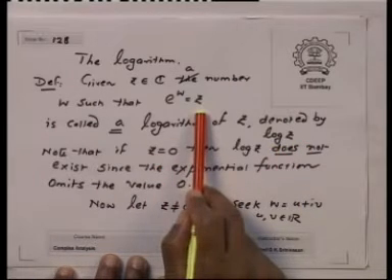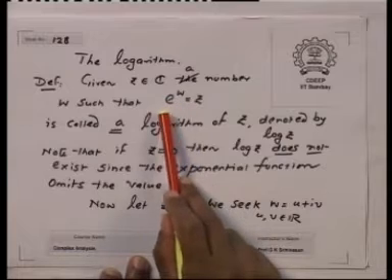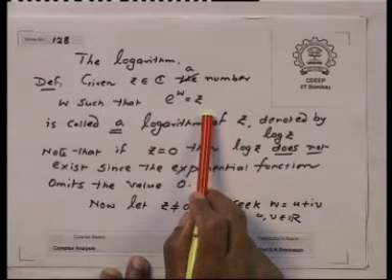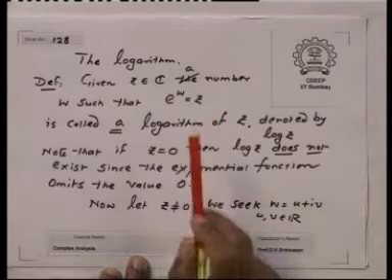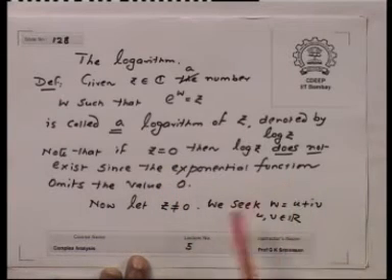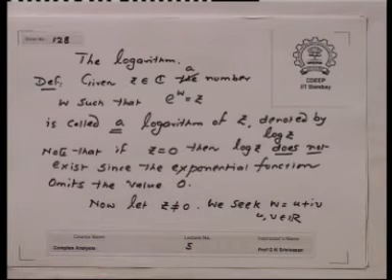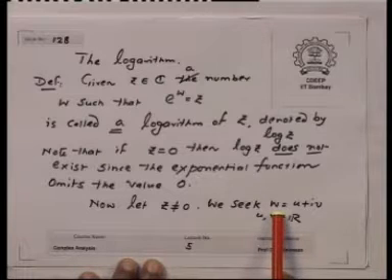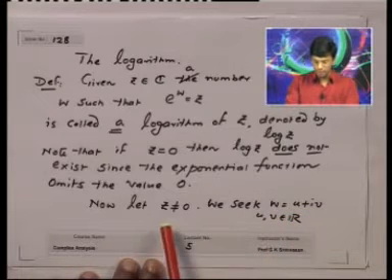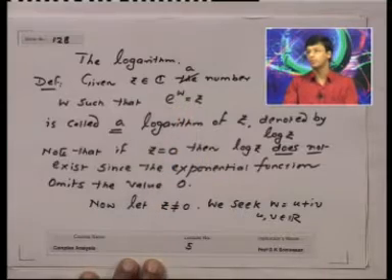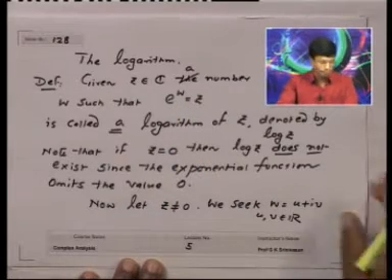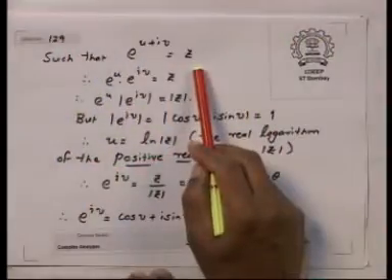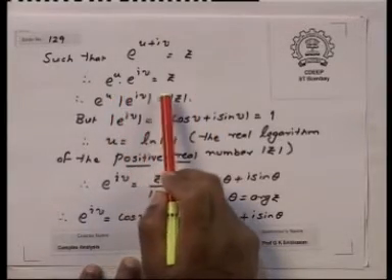Note that if z equals 0, then w does not exist, because the exponential function omits the value 0. So, I have to first begin at least by assuming that z is not 0. So, let us assume that z is not 0, and we seek w, which is u plus iv, such that e to the power w equals z. Alright, if e to the power w is z, that means e to the power u plus iv is z, that is e to the power u into e to the power iv is z.